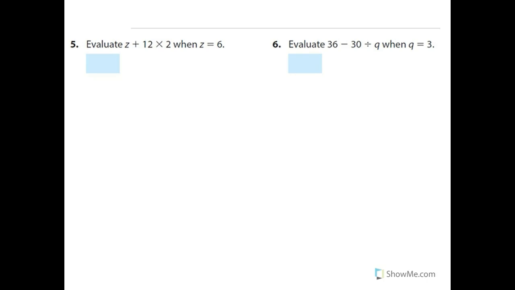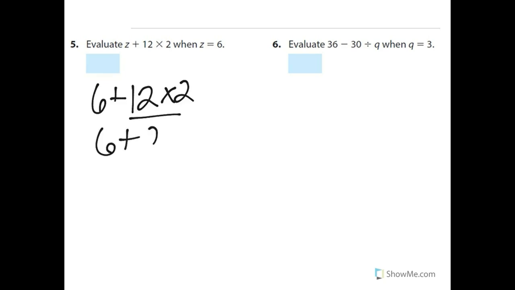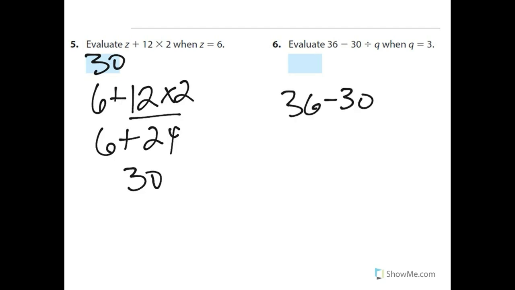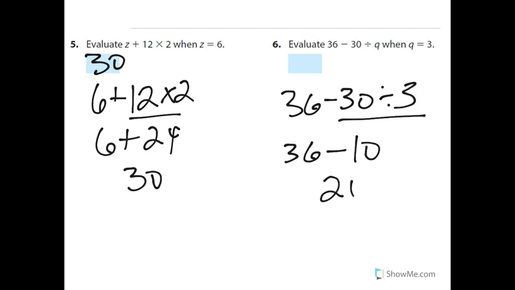Alright, moving along. I'm going to solve number 5, and you can solve number 6. So evaluate z plus 12 times 2 when z equals 6. So 6 plus 12 times 2, 6 plus 24, that's going to equal 30. You solve number 6, and then we'll go over it. Alright, so we evaluate 36 minus 30 divided by q, and q is 3. So 30 divided by 3 is 10. 36 minus 10 is 26.